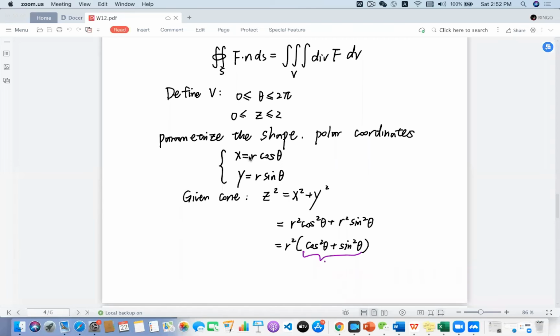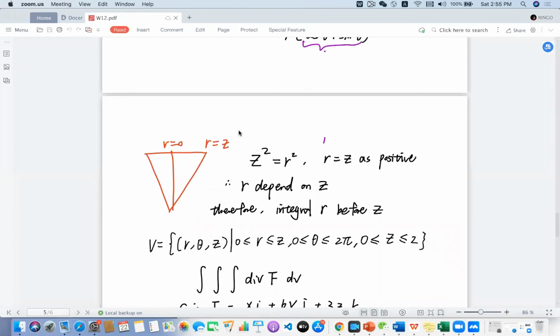By substituting x equals r cosine theta and y equals r sine theta into the given cone equation, z squared equals x squared plus y squared, we would have this equation, and we can take r squared as a common factor to the front, which would only leave us cosine squared theta plus sine squared theta in the bracket. And we know this part is always 1, so we would have the conclusion that z squared equals r squared. Because in this question, we are only considering the situation that z is above the xy plane, z has to be positive. So we can conclude that r equals z.